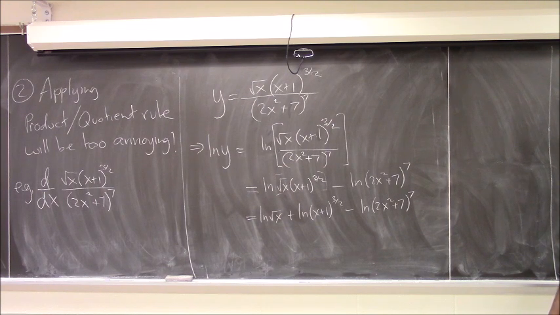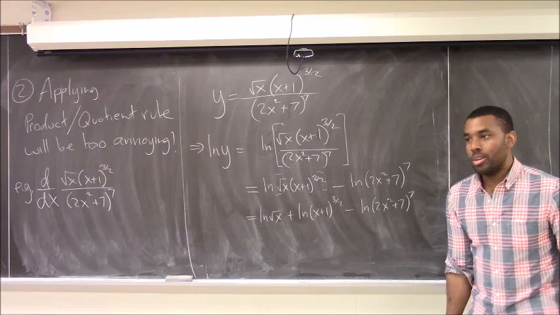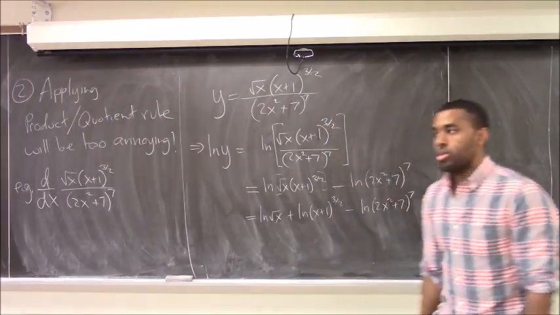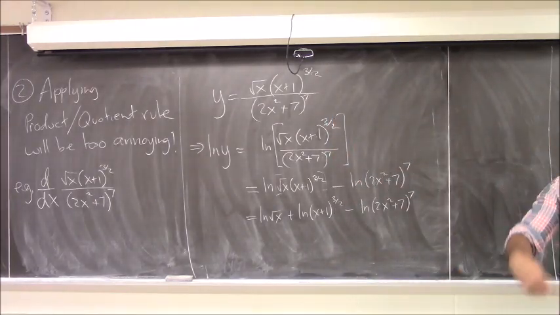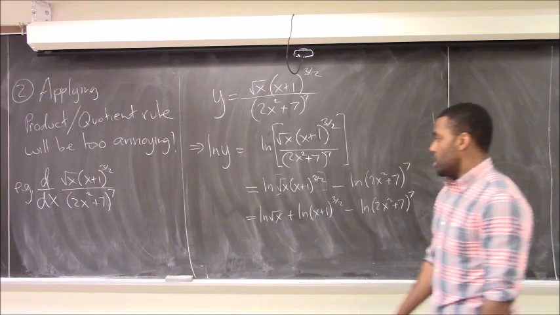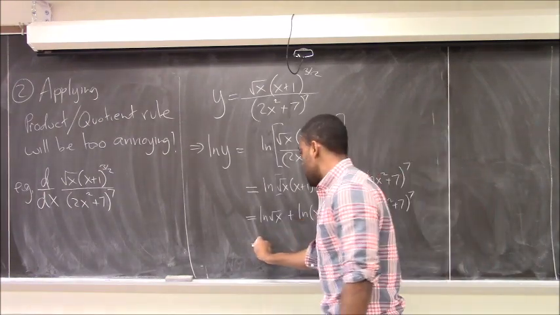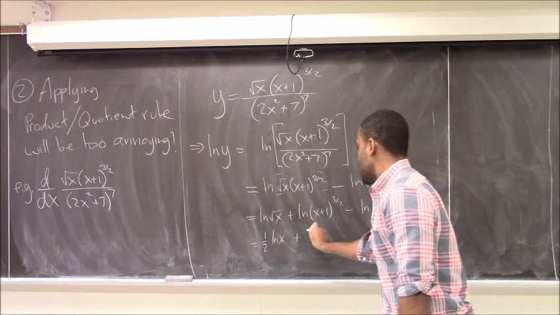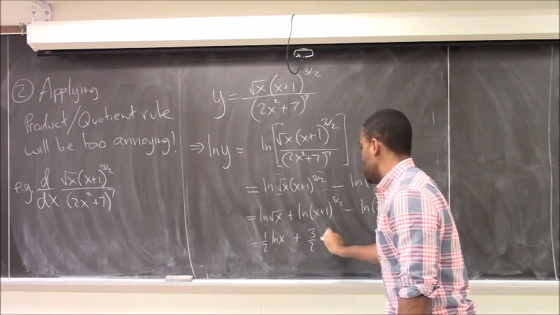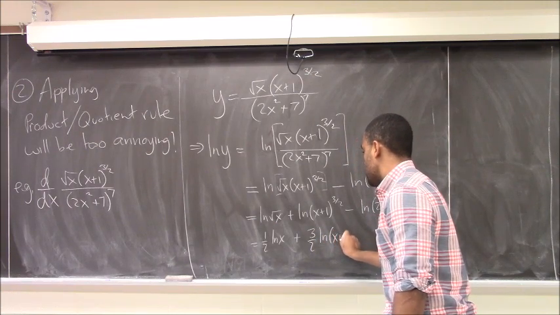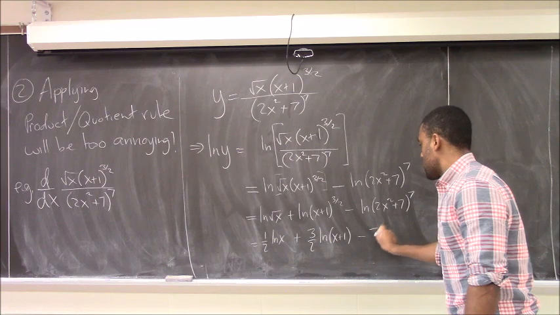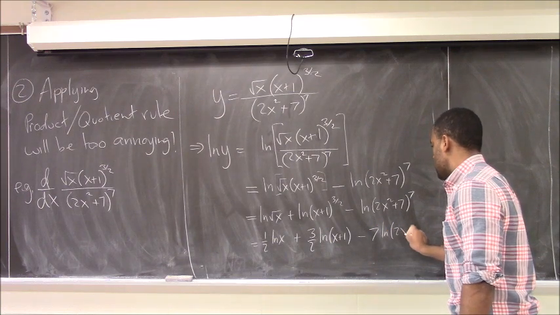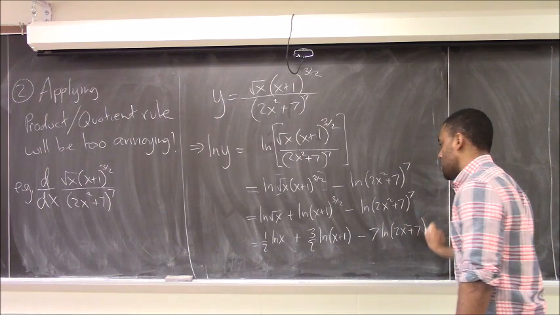We can actually make it even simpler. You can take the powers out, you can take all the powers down. And so you don't have to do the chain rule when you're doing the derivative thing over the thing itself. And so here this is x to the half. I can bring that half power down, so this is just 1/2 ln x. Plus I can bring this 3 over 2 power down, that's just 3 over 2 ln of (x plus 1). Minus I can bring that 7 power down, that's just 7 ln of (2x squared plus 7).